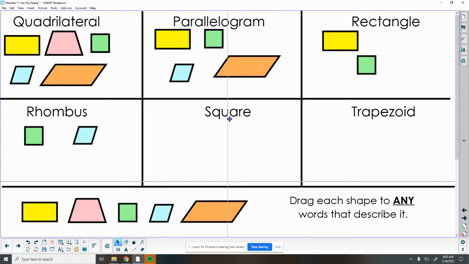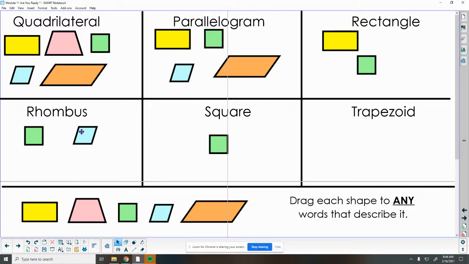And let's look for a square. So we know a square has to be a parallelogram. It has to have four right angles, and all of the sides have to be equal. So this does not have equal sides. The yellow one doesn't. The blue one does not have four right angles. The orange one doesn't have equal sides or right angles, but this green one has four equal sides and four right angles. So you can see this green one is the only one that is a true square.